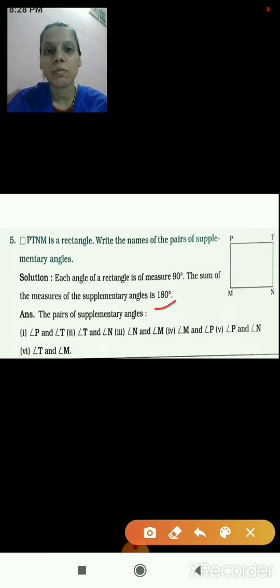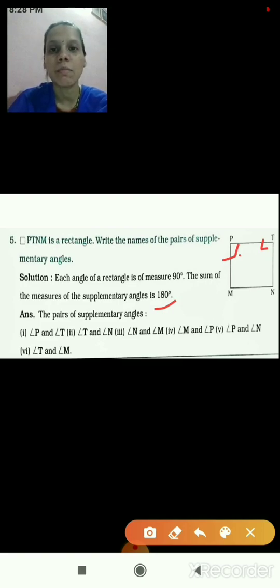The first one, as you can see here, is angle P and angle T. What is the measure of P? That is 90 degrees. What is the measure of T? 90 degrees. So 90 degrees plus 90 degrees is 180 degrees. So angle P and angle T are a pair of supplementary angles, as measure of angle P plus measure of angle T is equal to 180 degrees. So they are supplementary angles. The first one is written.